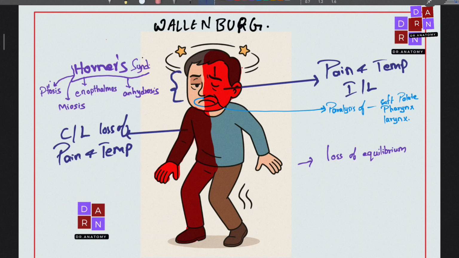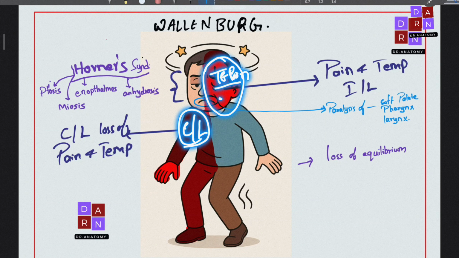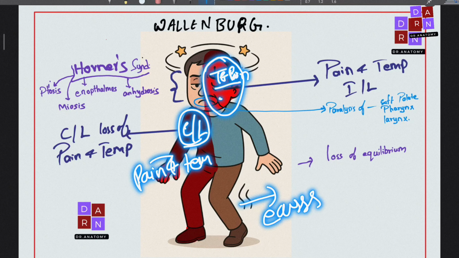Same side of face, what is gone? Temperature and pain is gone. Okay, same side temperature and pain is gone. Contralateral side of his body, pain and temperature is gone. Okay, you can see equilibrium is not there, loss of equilibrium, ataxia in the limbs.